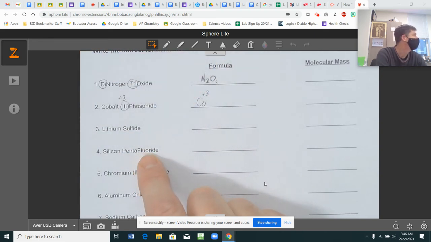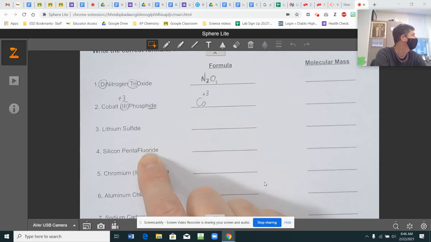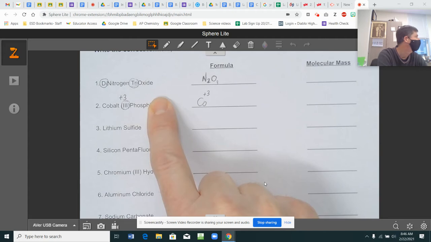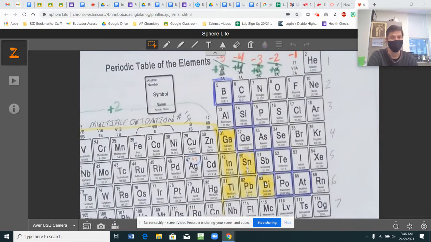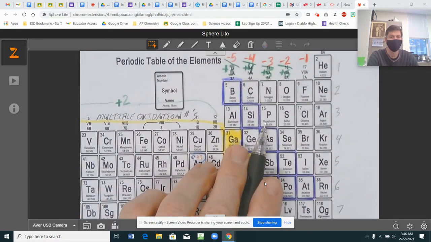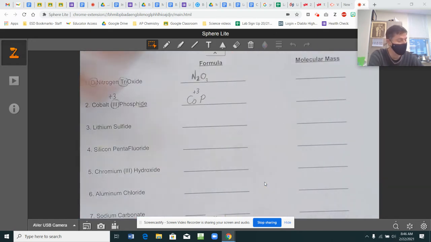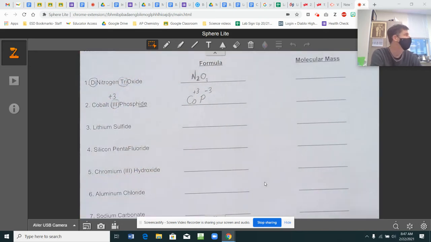Phosphide is what? Well, ide means it's a single element, right? It's a binary compound. So what element is probably going to be phosphorus? What's the charge of phosphorus? Well, look on your periodic table. I gave you a hint. Find this and go to the very top. -3. Ultimately, I'm going to take those things away from you because you won't need them. +3, -3, is that up to 0? Okay, we're good to go.